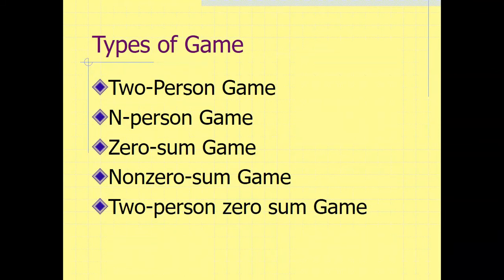Various types of games. If the number of players in a game is only two, then the game is known as a two-person game, though each player may have a number of possible choices for each play of the game. A game involving n players is called an n-person game. A game of two persons in which the gain of one player is the loss of the other player is called a two-person zero-sum game.